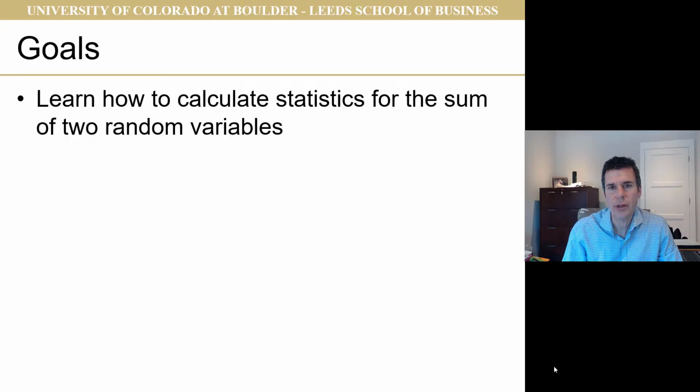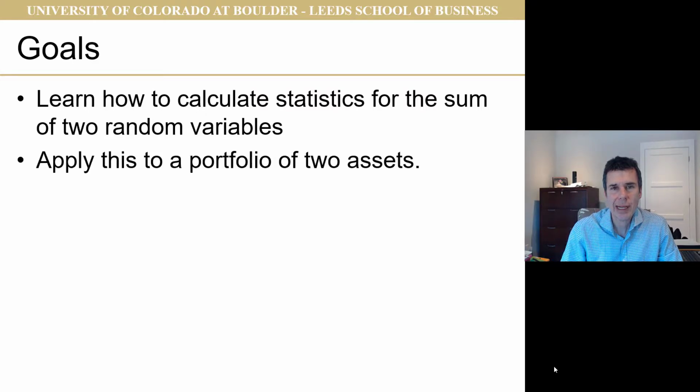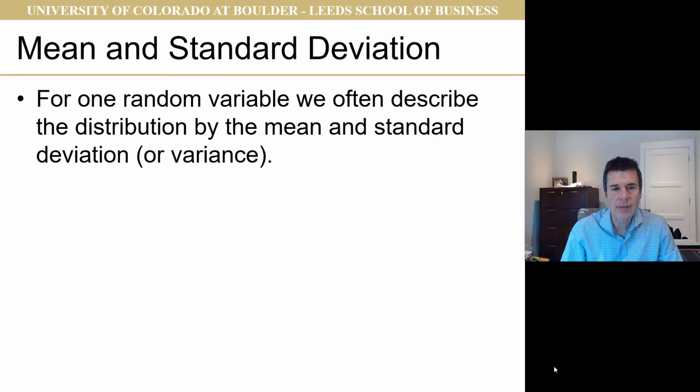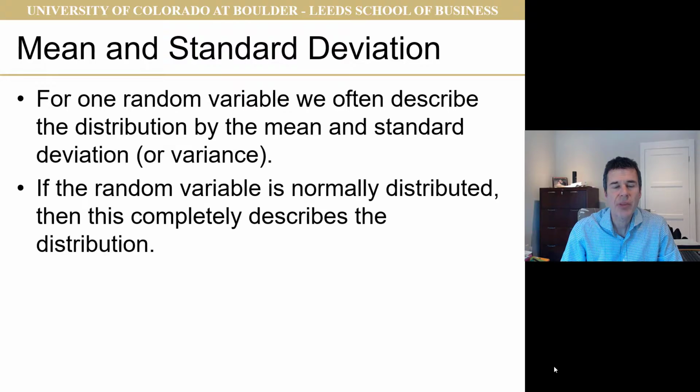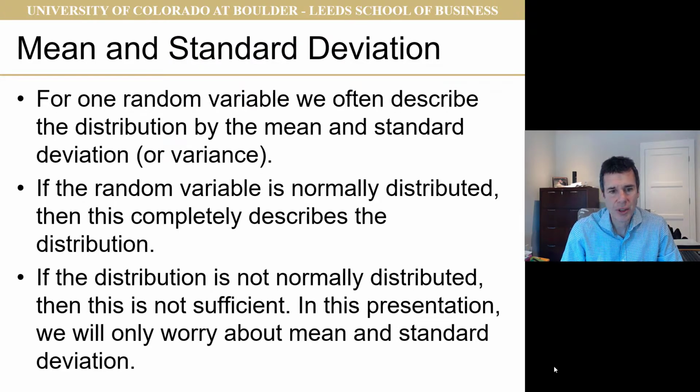So our goals are to learn how to calculate the statistics for the sum of two random variables and apply this to a portfolio of two assets. Now, just to recall, for one random variable, we often describe the distribution by referring to the mean, or the average, and the standard deviation, or variance, of that. If the random variable is normally distributed, then this completely describes the distribution. And if the distribution is not normally distributed, then this is not sufficient, but we're only going to worry about mean and standard deviation in this presentation.